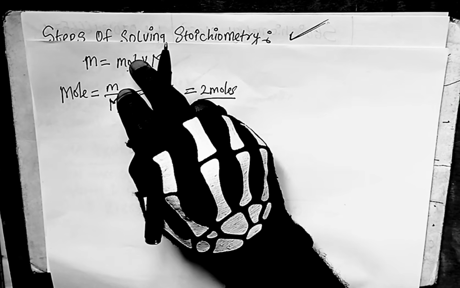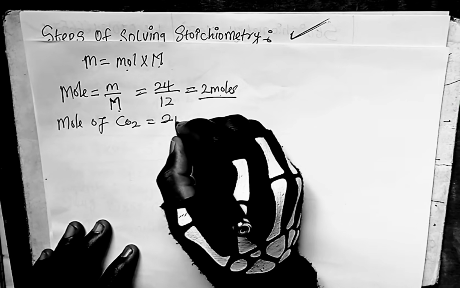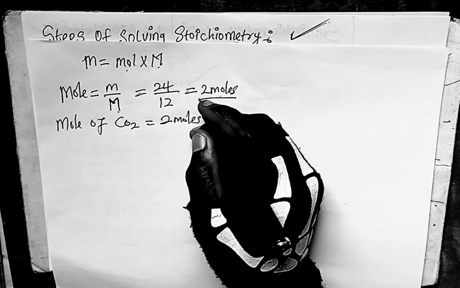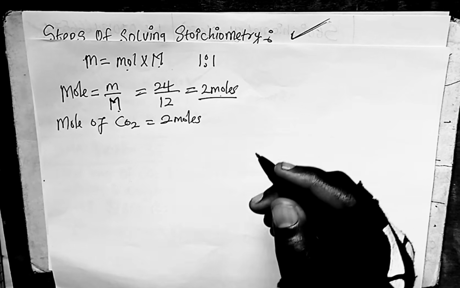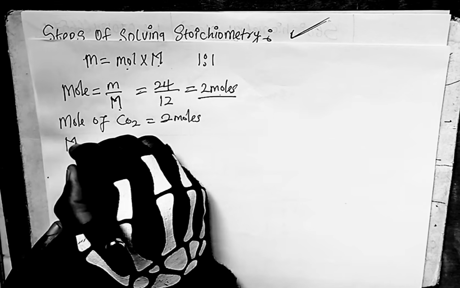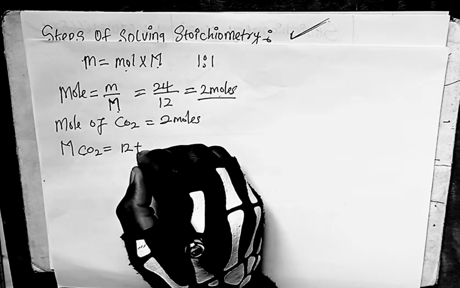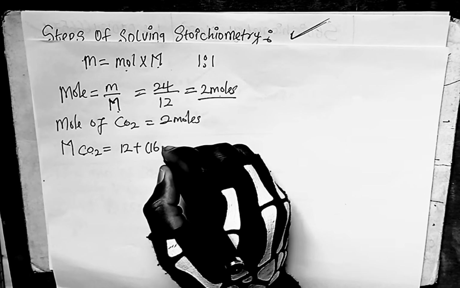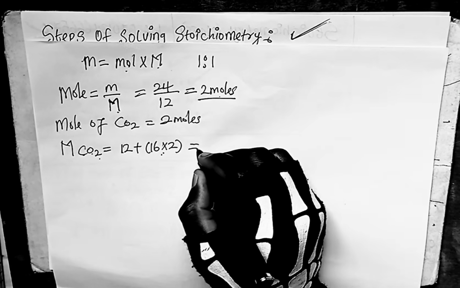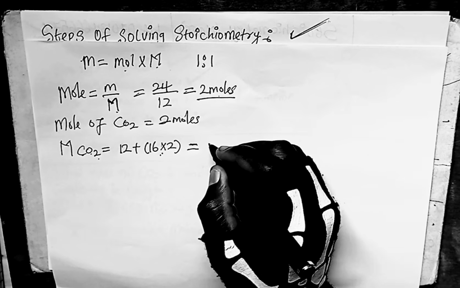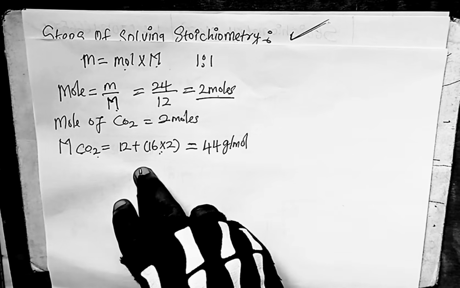We will now apply the formula. So the mole of CO2 is equal to 2 moles, using the 1:1 stoichiometry ratio we got just now. This is now the right time to find the molar mass of the entire CO2. Molar mass of CO2 is equal to C, which is 12, plus the molar mass of oxygen, 16 times 2, which gives us 32. 32 plus 12 gives us 44 grams per mole. So this is the molar mass of CO2.